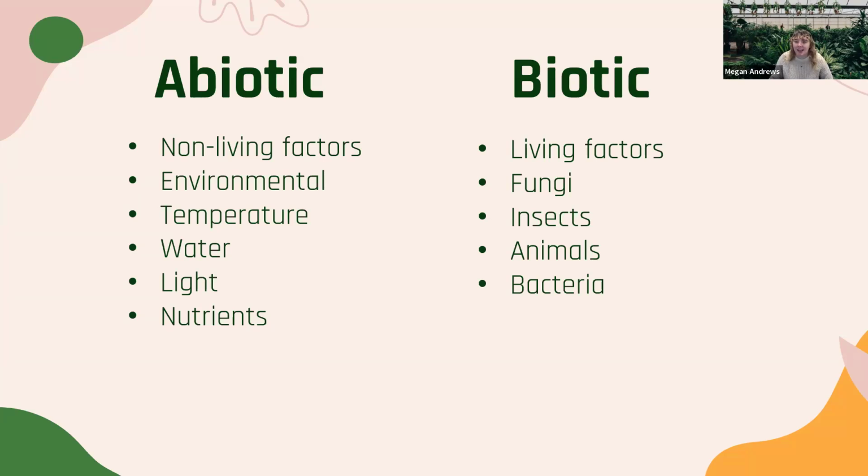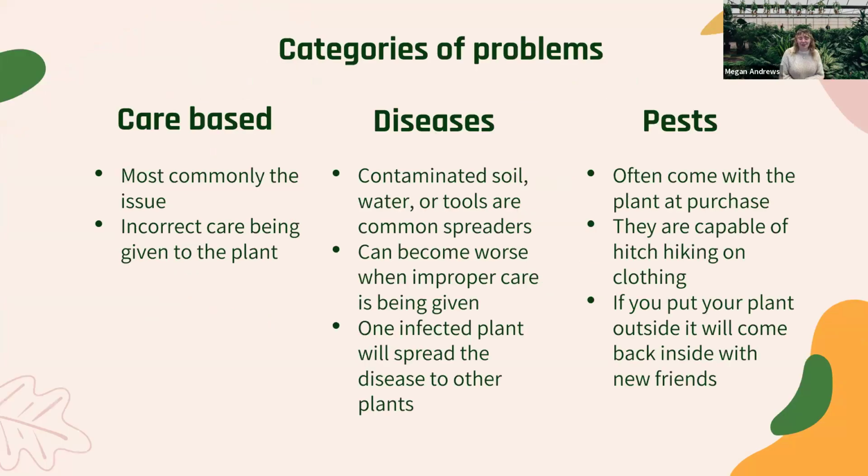Let's see. Abiotic. Okay, I'm seeing a mixed response for that. That's great because soil would be both. A healthy soil is biotic. It has living factors to it. But for the most part, soil is abiotic. It is minerals, nutrients, that type of stuff. Exactly, abiotic except for the animals in it, which are our fungi, our bacteria, that type of stuff. Great job. Okay. Now let's go on to the categories of problems we most often see in houseplants.